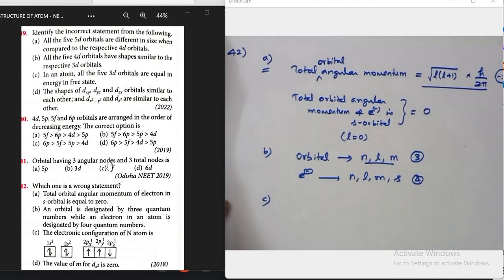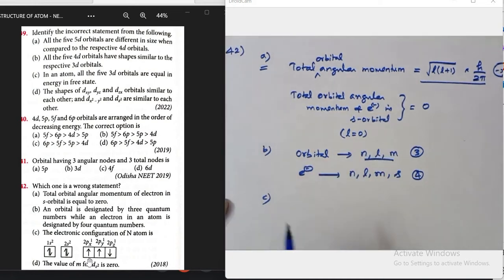In option C, the electronic configuration of nitrogen atom is given. Nitrogen atomic number 7, so there should be 7 electrons: 1s2, 2s2, 2px1, 2py1, and 2pz1. See, the arrow mark is given in the downward direction. Okay, that means 2py has plus spin, 2pz electron has minus spin. So they cancel, right? Only 2px spin remains. So the spin multiplicity value is less.